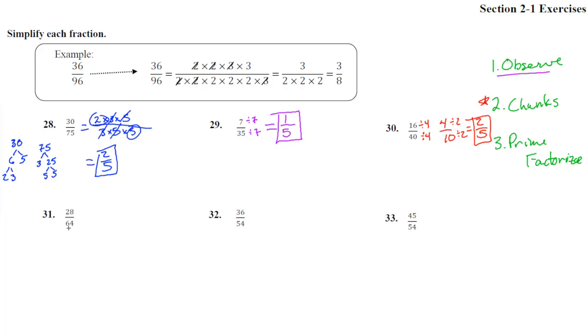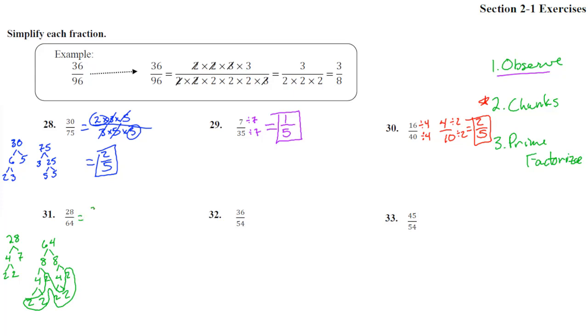Number 31, 28 out of 64. This is 8 times 8, but 8s don't go into 28. Prime factorization it is then. So 28 can break up into 4 times 7, and the 4 is a 2 times a 2. 64 is 8 times 8, we knew that one, and that's 4 times 2, and that's 2 times 2, and that's 4 times 2, and that's 2 times 2. So at the very end, let's see, what do we get here?